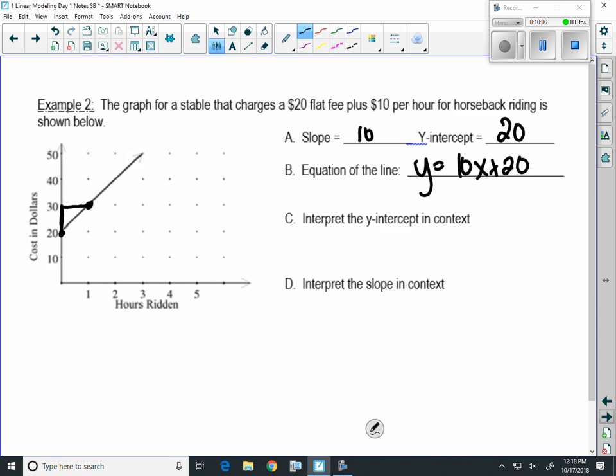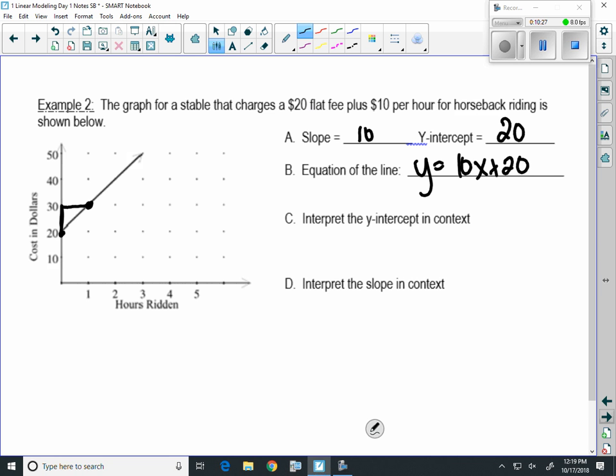Okay, so here's how I remember that. If it happens once, I plot that point to start, I'm done. Okay, that's the y-intercept. Then the thing that keeps changing is going to be that slope. Okay, does that help a little bit? All right, so interpret the y-intercept in context. You can always use the words to help you.